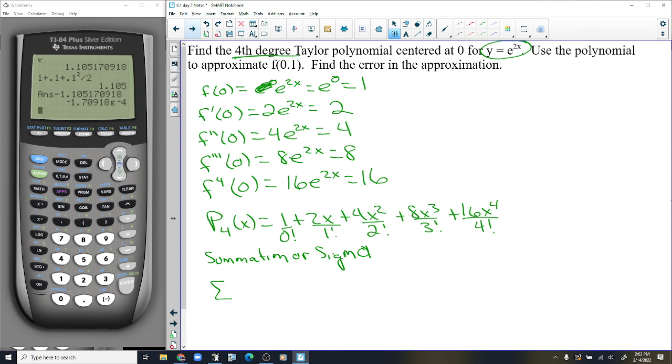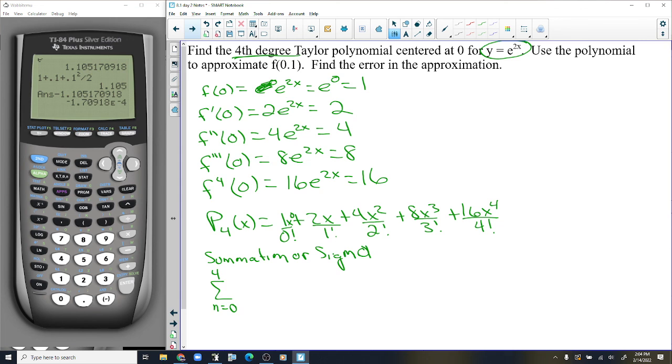If I wanted, I think I would like to start this when it's 0. You can start sigma anywhere you want. You could say n equals 27 if you want. You could say n equals 389 if you want. But I wouldn't make it that complicated. Usually we start these at 0 or 1. And because this is really x to the 0 over 0 factorial, I'm going to start at 0. Now we're going to 4.